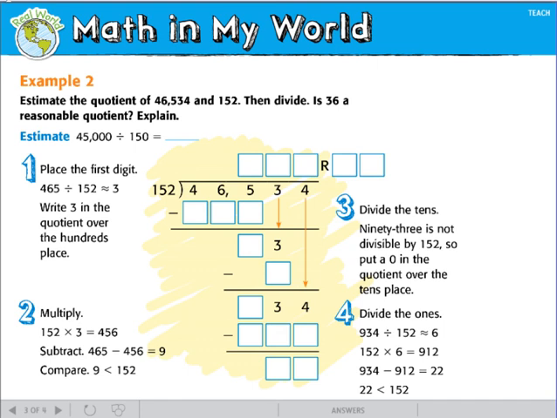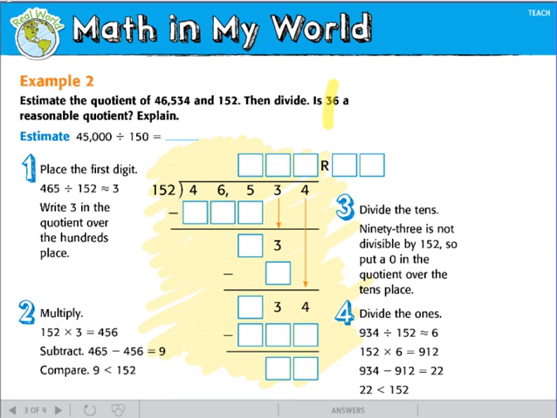Here we go again. Now, in this case, they want to estimate the quotient of 46,535 and 152. Then divide. And they want to know, is 36, that number right there, a reasonable quotient? And they want you to explain it.